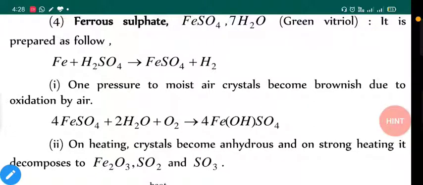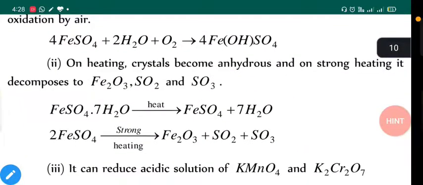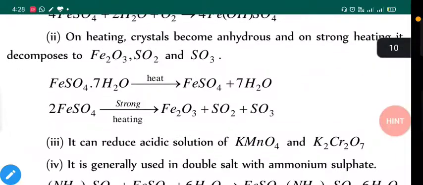So FeSO4 gives Fe(OH)SO4, that means Fe is in the +3 oxidation state, OH is in -1, SO4 is in -2 oxidation state. On heating, the crystal becomes anhydrous, and on strong heating it decomposes to Fe2O3, SO2 and SO3. So FeSO4·7H2O has a very high content of moisture, it gives FeSO4 in anhydrous form and 7H2O. Further strong heating of FeSO4 gives us Fe2O3, that means the oxidized form of Fe, and SO2 and SO3.